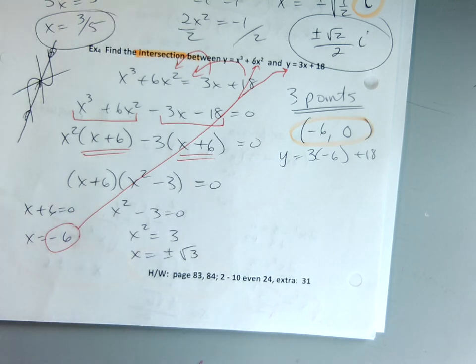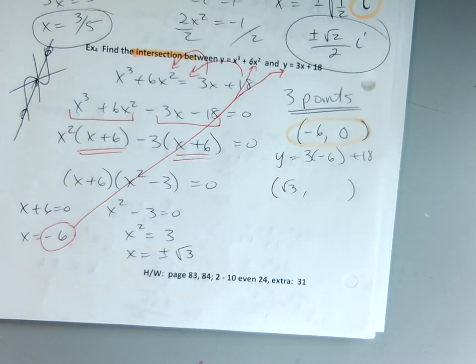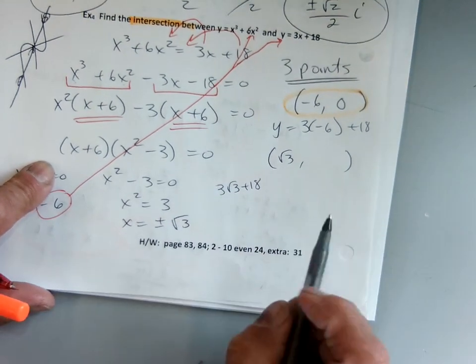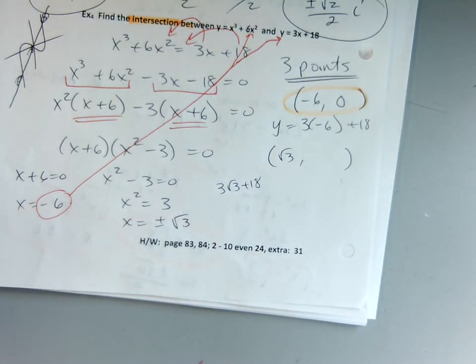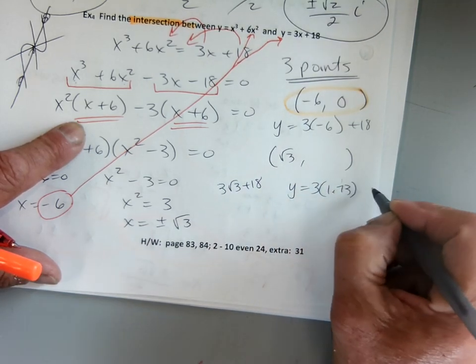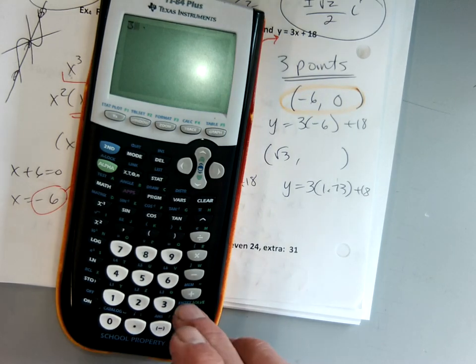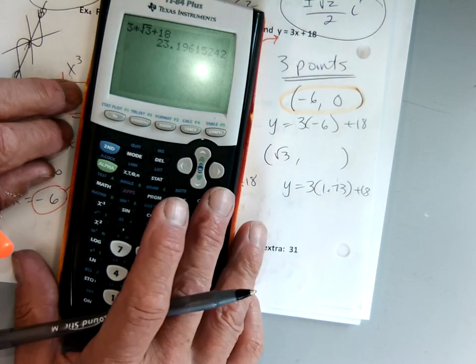Second point is going to be my positive square root of 3, something, okay? So now we might need a decimal, all right? Lauren, this is your question, right? Because if we need a point, I could get an answer of 3 square root of 3 plus 18. That's exactly correct, and that is exactly the y value. But that's kind of hard to graph, right? So now I'm going to go along with what Lauren said, and I'm going to plug in 1.73. So y equals 3 times 1.73 plus 18. 3 times the square root of 3 plus 18, and we get an answer of about 23.2.